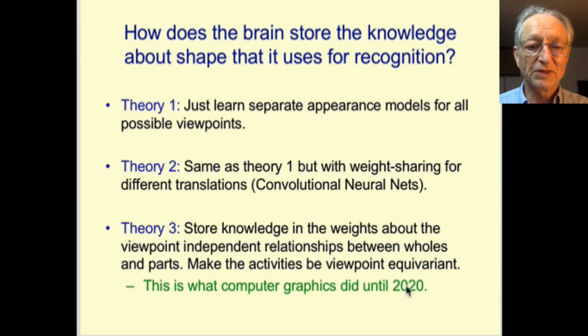The third theory, which is the one I'll mainly talk about, is that we store knowledge in the weights about the viewpoint-independent relationships between wholes and parts. We make the neural activities be viewpoint equivariant. That is, as the viewpoint changes, the activities change. But the knowledge is viewpoint invariant. This is inspired by what computer graphics did until it got taken over by deep learning very recently.